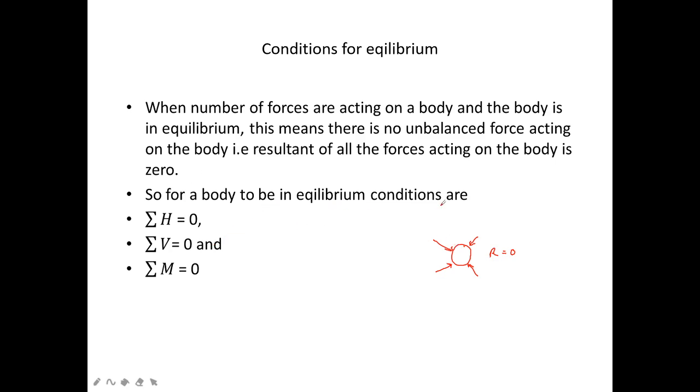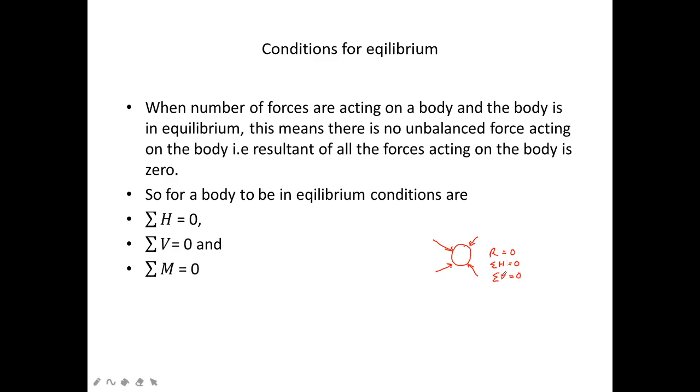So the conditions of equilibrium are: resultant is zero, which means the algebraic sum of all the forces along the x-axis, that is sigma H, is equal to zero. Algebraic sum of all the forces along the y-axis, that is sigma V, is equal to zero.